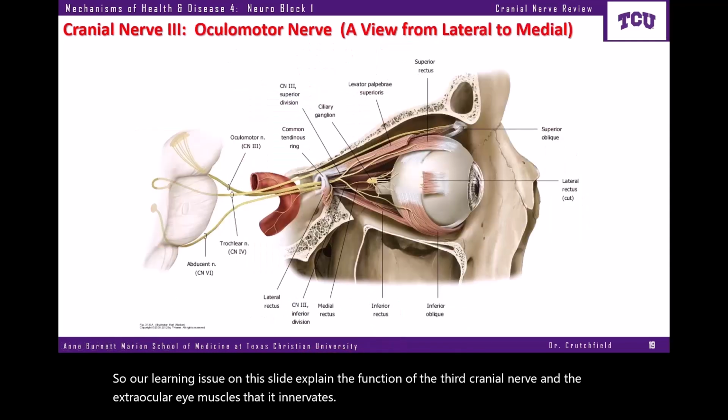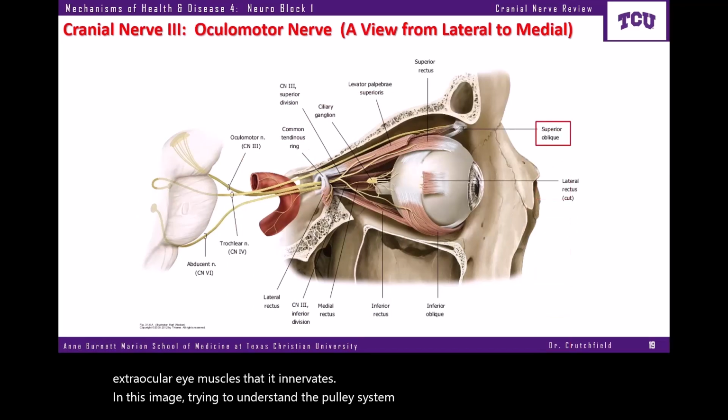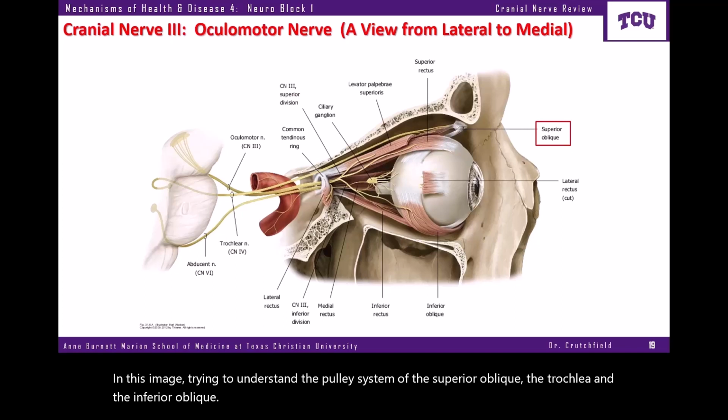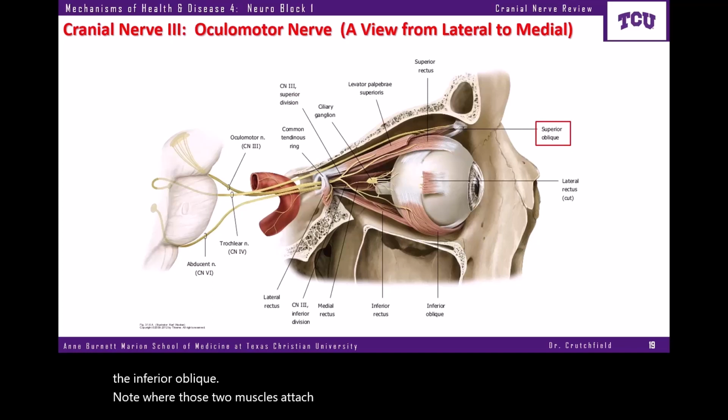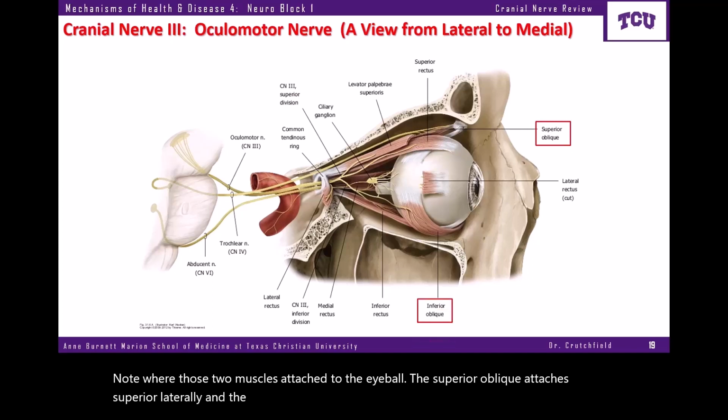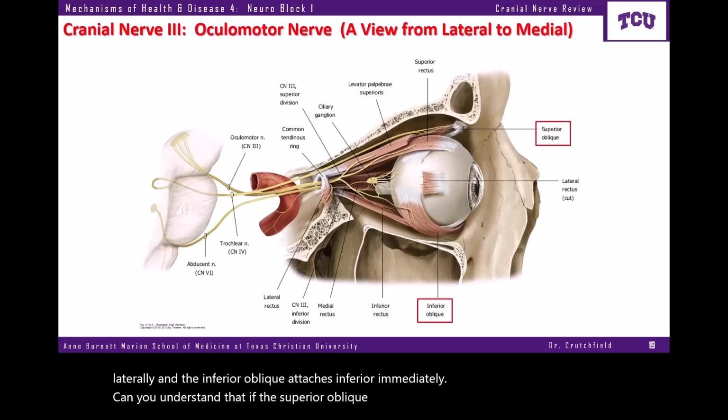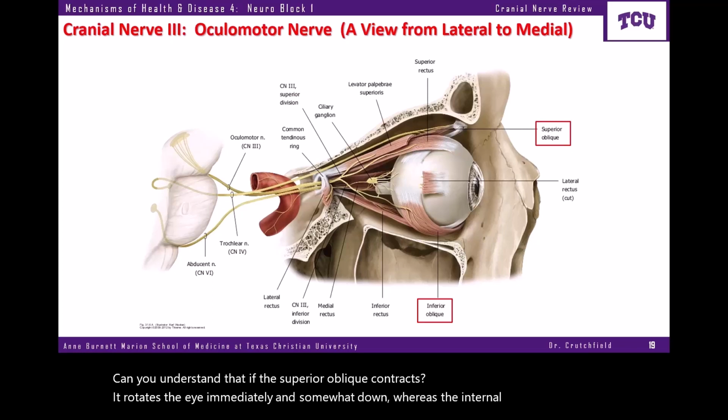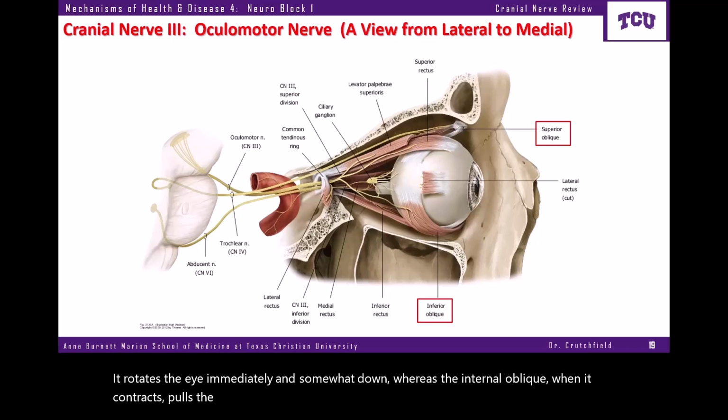In this image, try to understand the pulley system of the superior oblique, the trochlea, and the inferior oblique. Note where those two muscles attach to the eyeball. The superior oblique attaches superior laterally, and the inferior oblique attaches inferior medially. Can you understand that if the superior oblique contracts, it rotates the eye medially and somewhat down, whereas the inferior oblique, when it contracts, pulls the eye laterally?